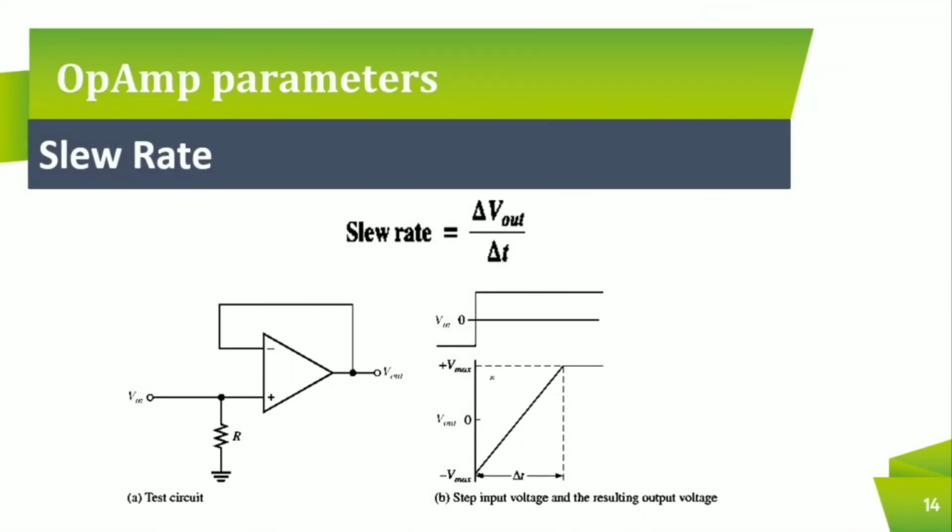Look at this example. In this example, you can see that the input is changing instantly. But look at the output. The output is not changing instantly. Instead, it is changing its value by taking delta t amount of time. This is what slew rate defines.